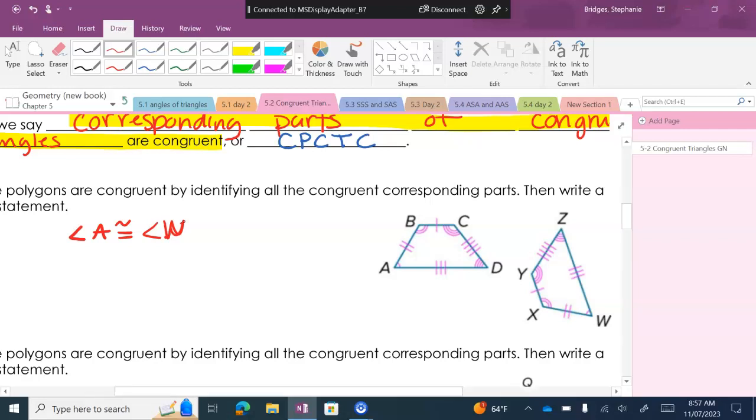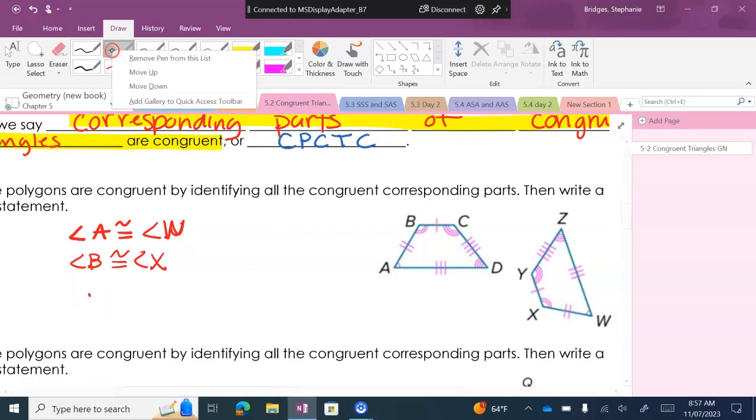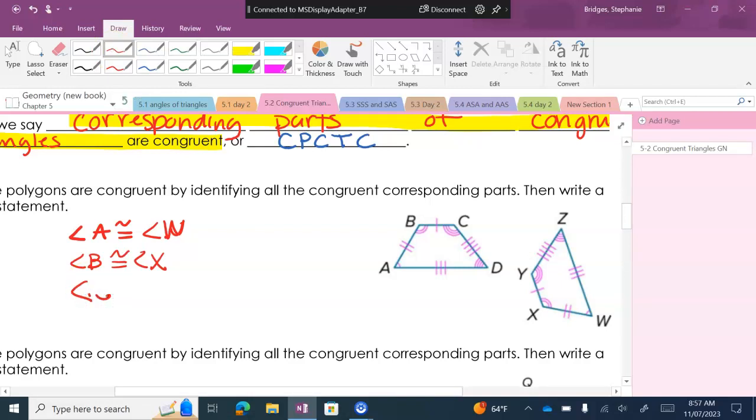So looking at the figure that has A, B, C, and D in it, which angle has two curves? Angle B, okay? And that's going to be congruent to what angle in the other figure has two curves? X, okay. Then let's go to three curves. In the first one on the left, which one has three curves? So we're going to say angle C, maybe, is congruent to what angle?